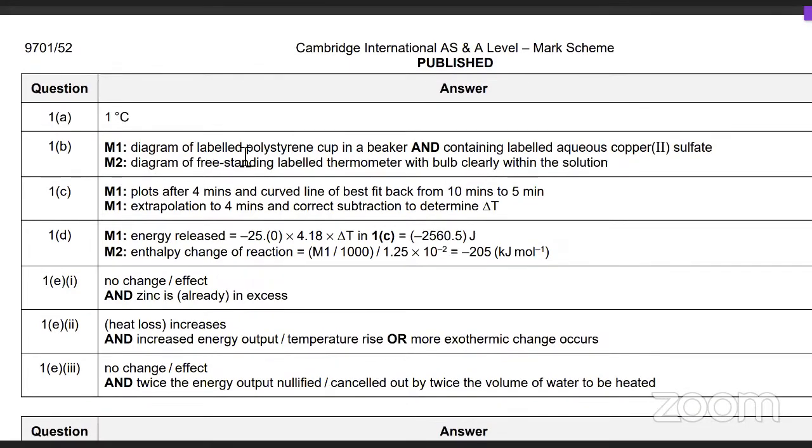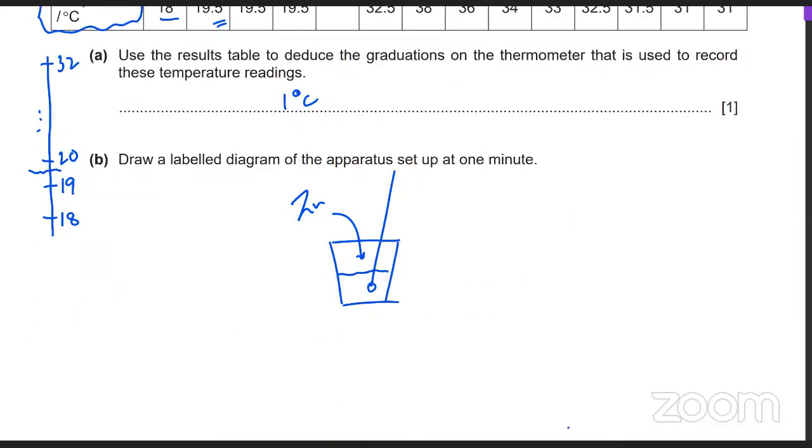So just a polystyrene cup, we did that. We had to label copper sulfate and the thermometer with the bulb clearly within the solution. So a freestanding labeled thermometer, and freestanding, you shouldn't be holding it. Our mistakes were that if you're holding it, then you're transferring heat energy to the thermometer. Freestanding means it's independent of you.